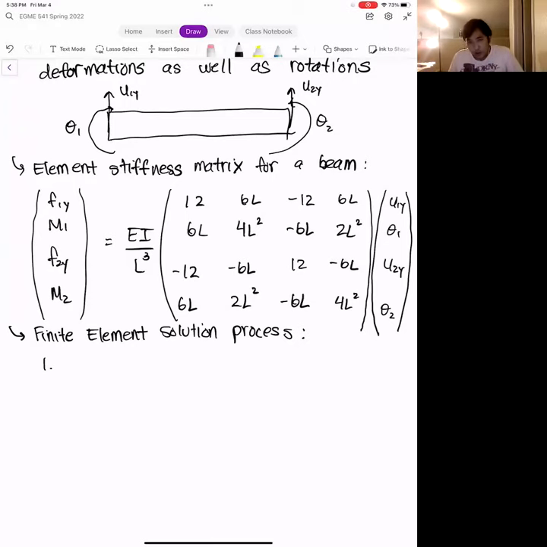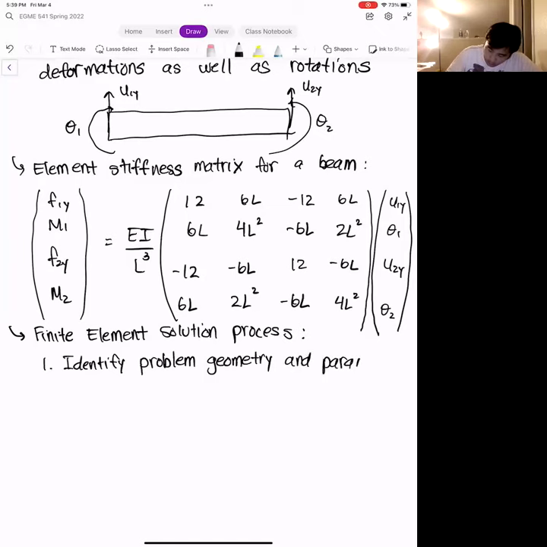Right, and of course, step one, I guess maybe we should call it step zero. Step zero is to identify the problem, identify the geometry, and identify all the problem parameters. I know that might seem obvious, especially for problems that I'm giving you, but it's important to note because a lot of times it's not exactly clear.